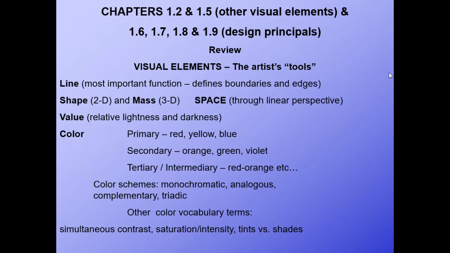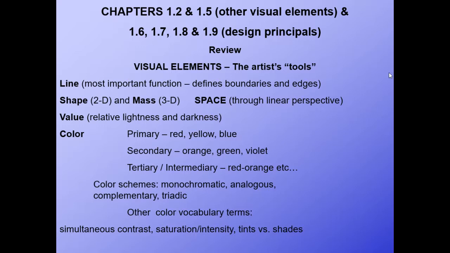Generally speaking, value is really the visual element that is responsible for creating believable three-dimensional illusions more so than just outline. We also talked quite a lot about color vocabulary. Primaries are red, yellow, blue. They are a color triad equally spaced apart from one another on the color wheel. Another color triad is the secondary colors, orange, green, and violet, or what we sometimes call purple.